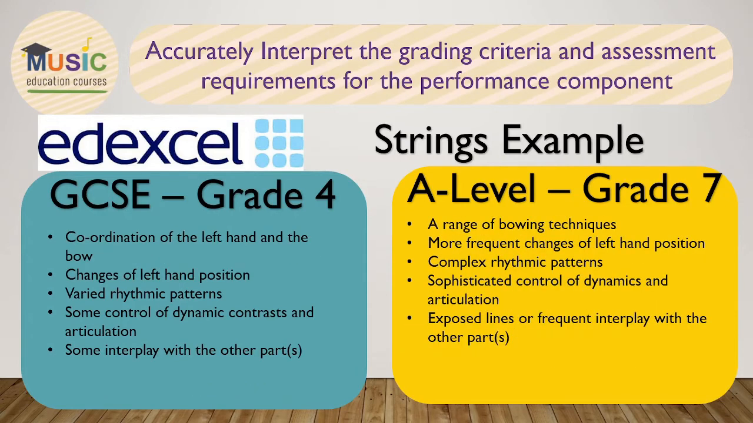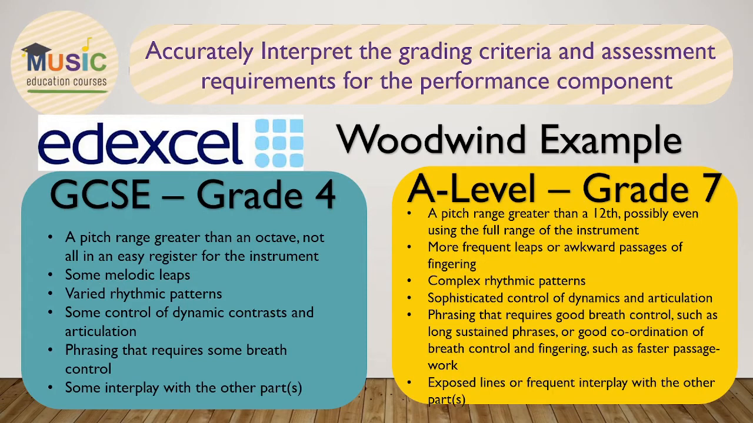Strings example: coordination of the left hand and the bow, changes of left hand position, varied rhythmic patterns, some control of dynamic contrasts and articulation, some interplay with the other parts. Woodwind: a pitch range greater than an octave, not all in an easy register for the instrument, some melodic leaps, varied rhythmic patterns, some control of dynamic contrasts and articulation, phrasing that requires some breath control, some interplay with the other parts.